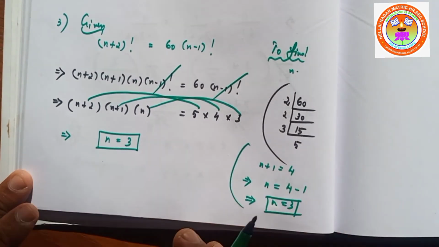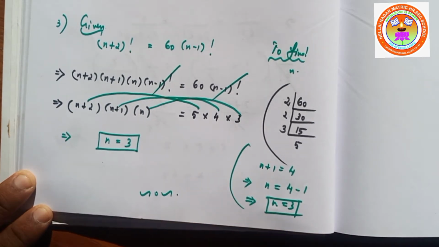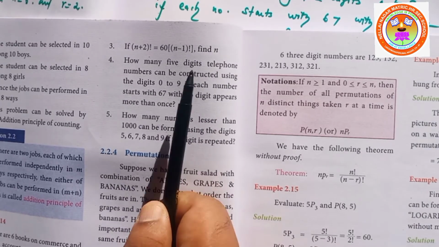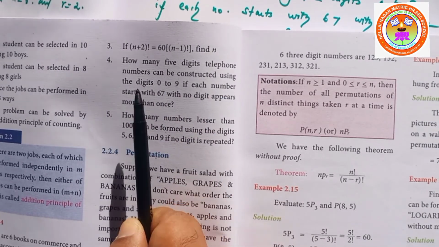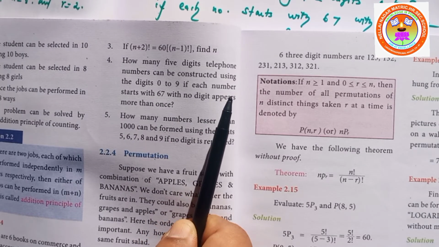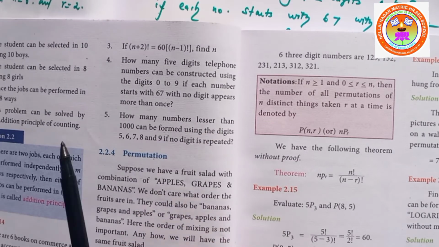Problem number 3 is completed. Now I'll be teaching problem number 4. Now problem number 4: How many 5 digit telephone numbers can be constructed using the digits 0 to 9 if each number starts with 67 with no digit appearing more than once?